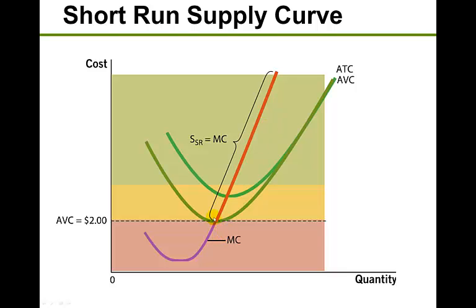Below the minimum average variable cost here, my firm is going to decide to produce nothing. So my supply curve is going to start at 0, go up to the minimum possible average variable cost, and then kind of jump over here and trace up the marginal cost curve.